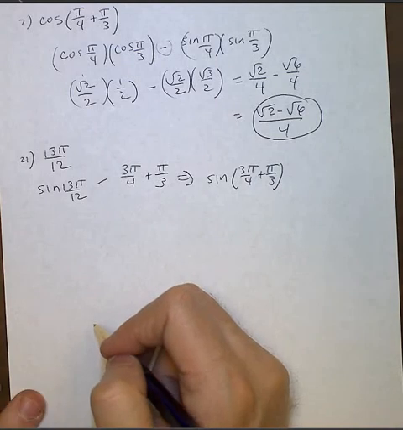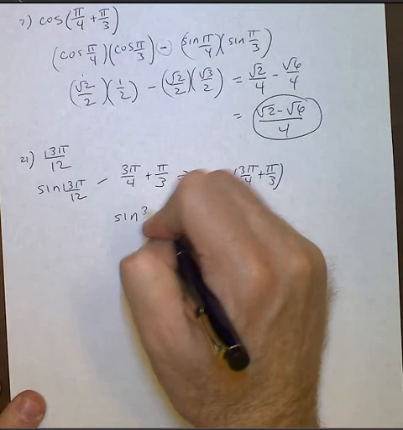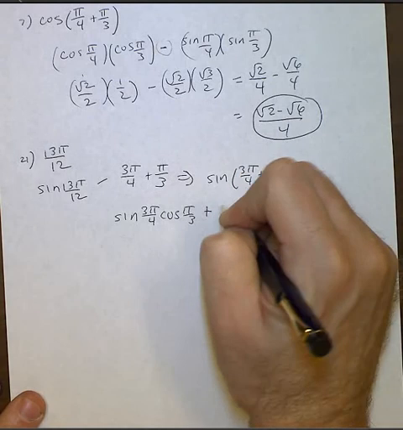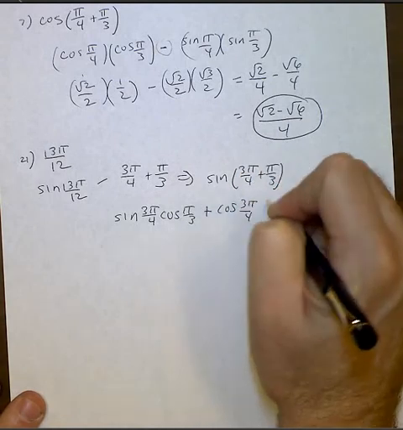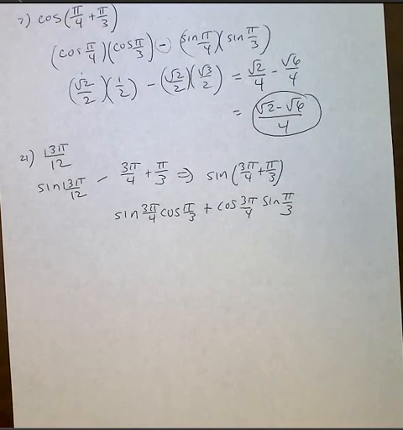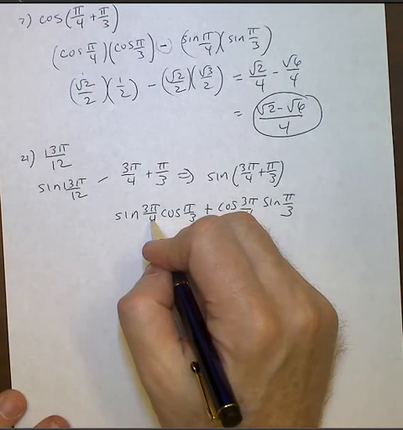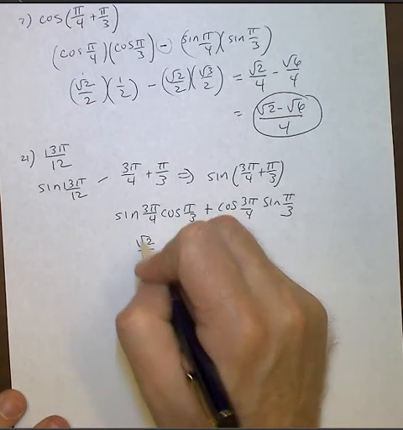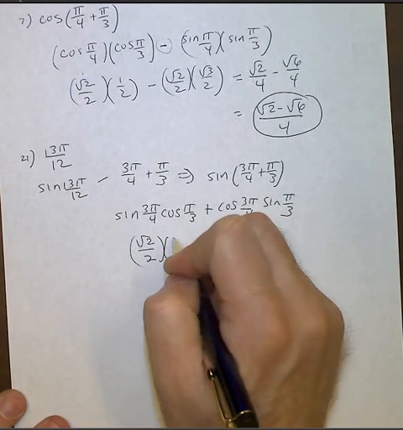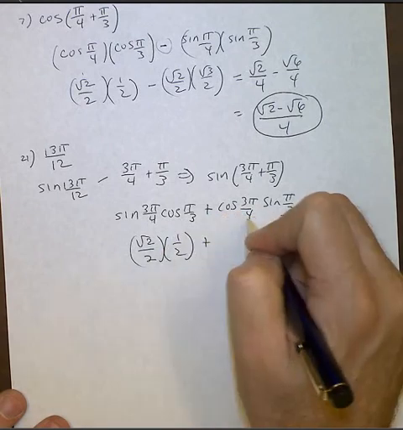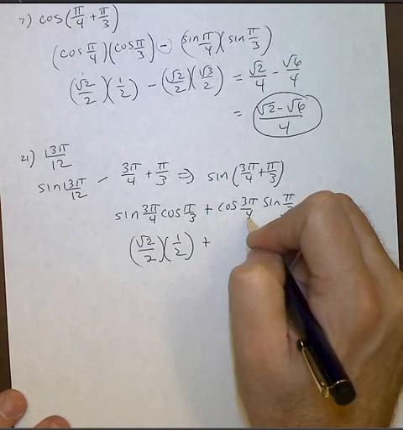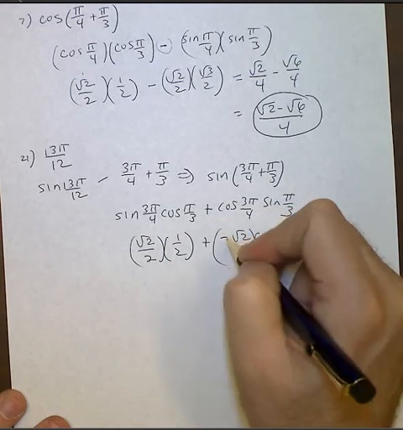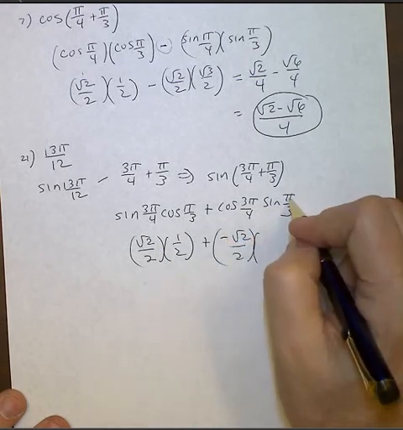And so this is then going to be simplified as the sine of 3 pi over 4 times the cosine of pi over 3 plus the cosine of 3 pi over 4 times the sine of pi over 3. Now, 3 pi over 4, this is a 45-degree angle in the second quadrant. In the second quadrant, sine is positive, so that's root 2 over 2. Pi over 3 is 60, the cosine of 60 is a half. The cosine of 3 pi over 4, this is a 45-degree angle in the second quadrant. The cosine is negative, so it's negative root 2 over 2. Make sure you don't forget that negative. And then the sine of pi over 3 or 60 is root 3 over 2.